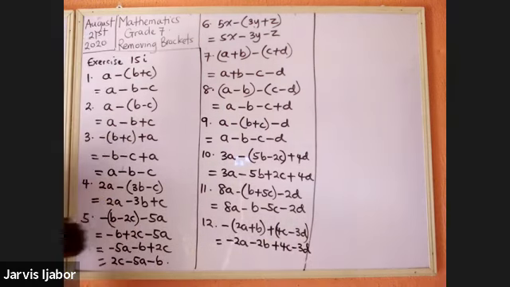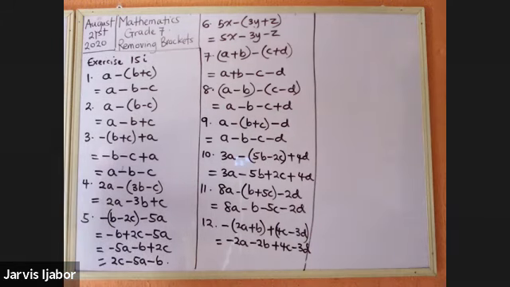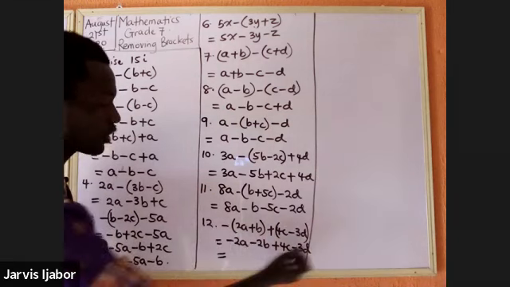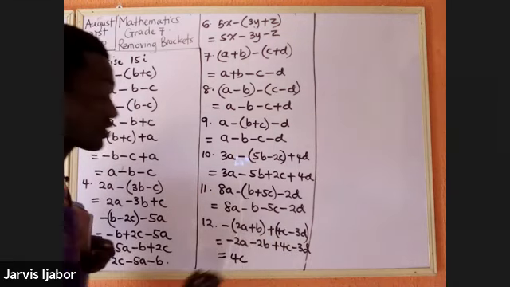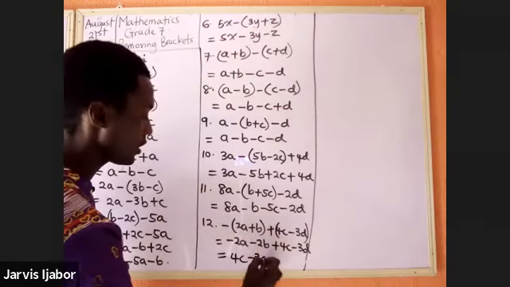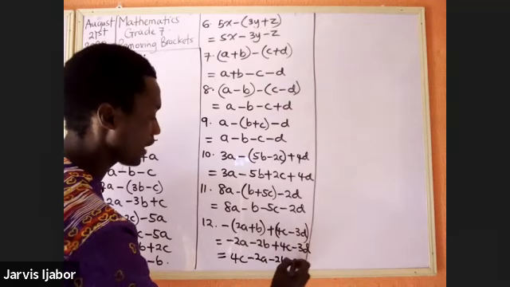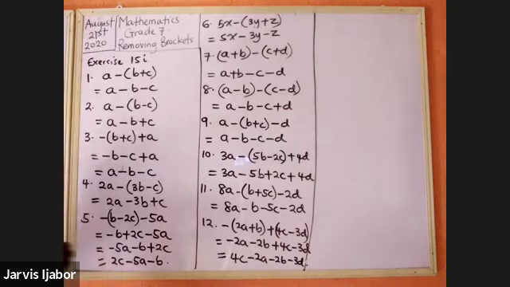And I told us that I always like to do something. I always like to keep the positive in front. So I'll look for which one is positive. That's 4C. I'll bring 4C to the front. Minus 2A minus 2B minus 3D. So that settles the question for that exercise.